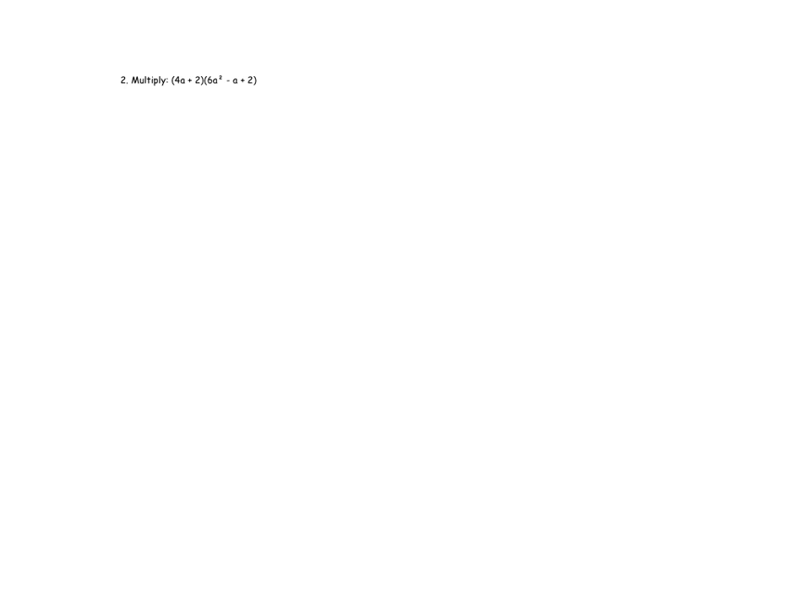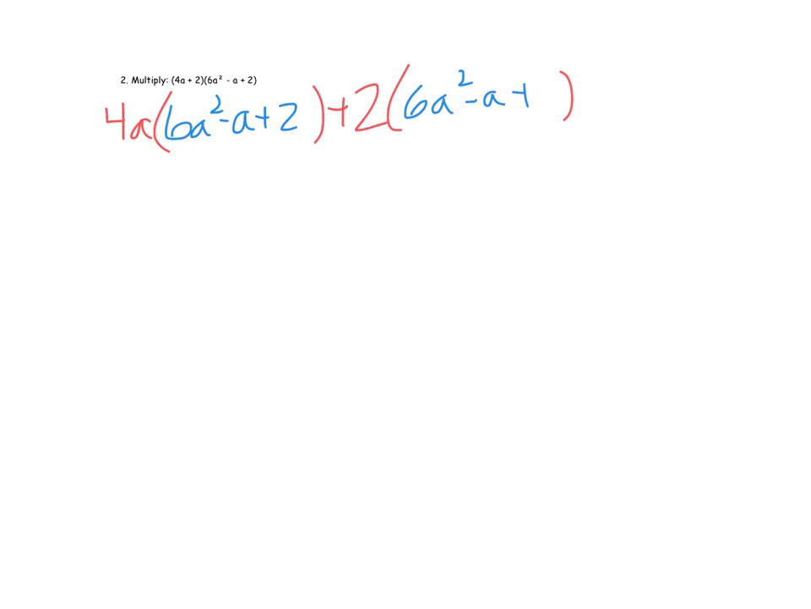We have a binomial times a trinomial. So we're going to take the binomial and split it up. So we're going to put down a 4a parenthesis plus 2 parenthesis, and in that parenthesis we are going to put our trinomial 6a squared minus a plus 2, and we're going to put it in the other one too, 6a squared minus a plus 2. And now we're going to do each piece separately.